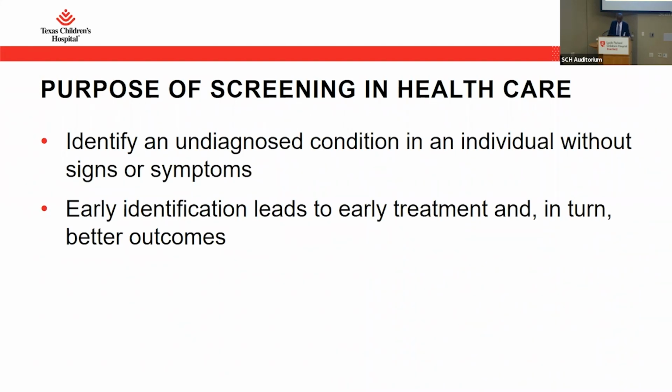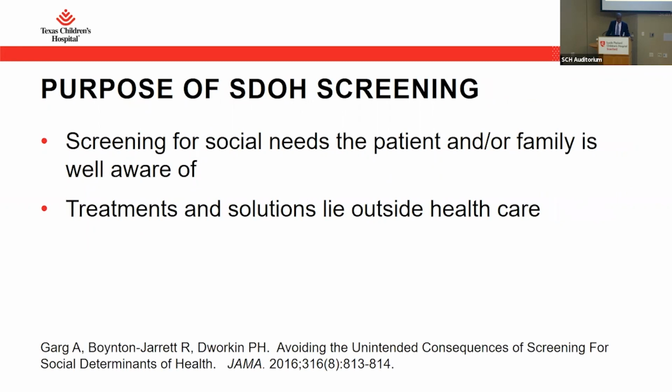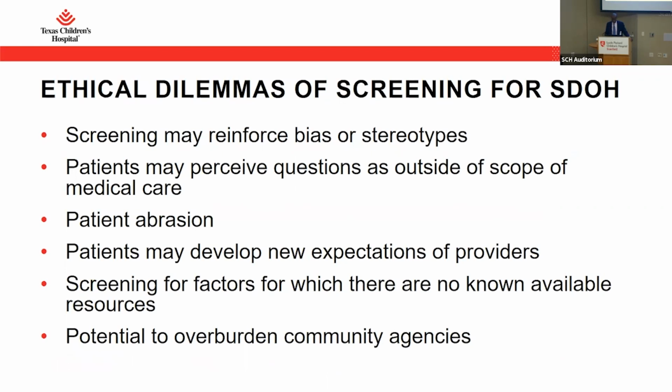Now, with social determinants of health, it's a little different. Now we're screening for social needs that the patient and or family are well aware of. I know I'm poor. I know I'm housing insecure. I know I'm food insecure. And the treatments and solutions lie outside the healthcare system. So the healthcare system is here, and then all the answers in theory lie somewhere else. So how does that work together? It's a little different from this concept of screening that we've learned, and it creates all these ethical dilemmas.